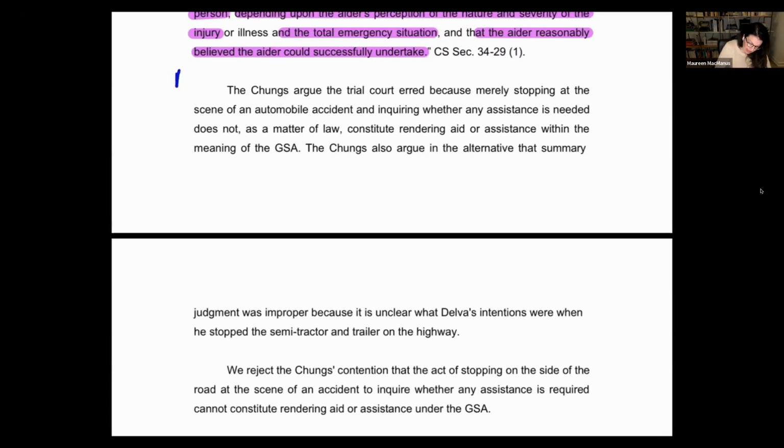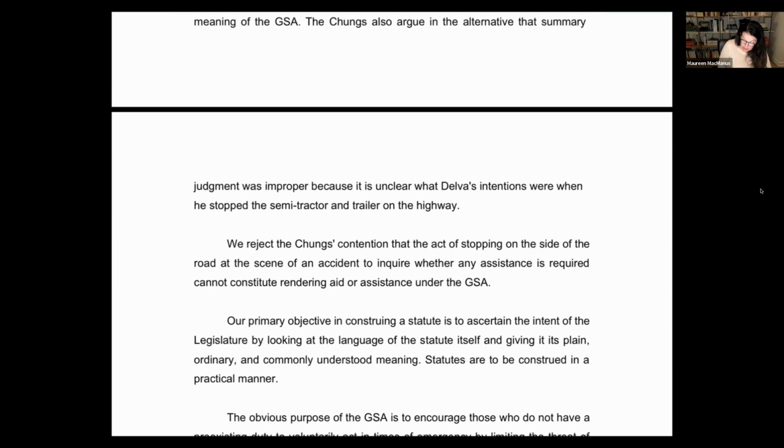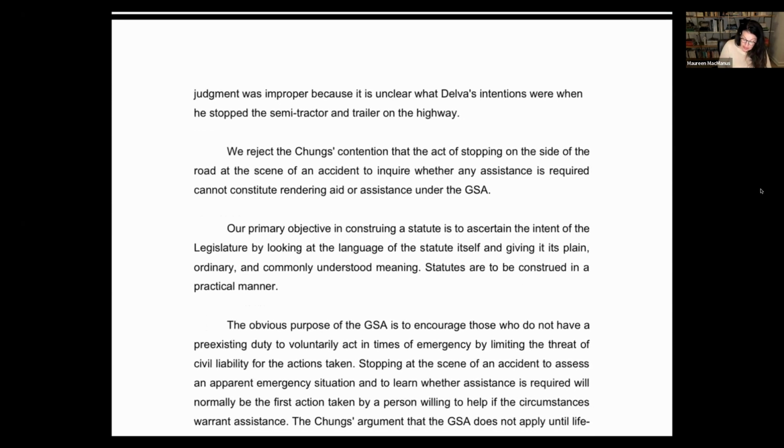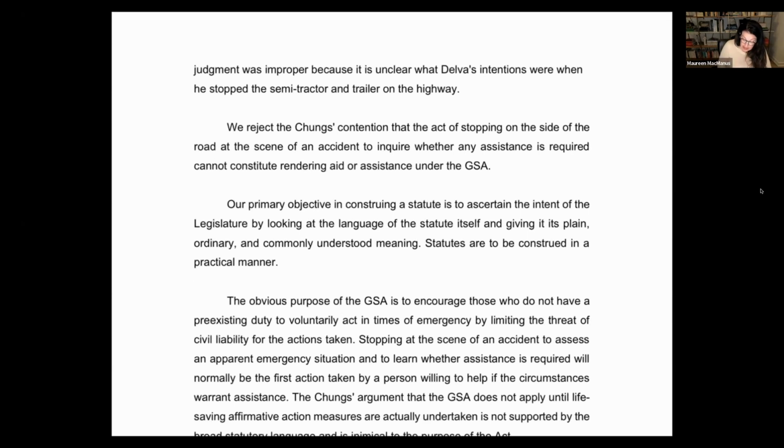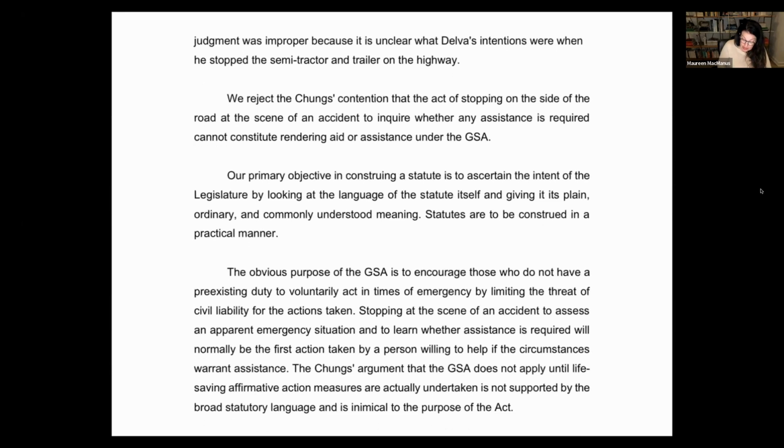So we're getting into the analysis, so I'm just going to label this analysis. The Chungs also argue in the alternative that summary judgment was improper because it is unclear what Delva's intentions were when he stopped the semi-tractor and trailer on the highway. We reject the Chungs' contention that the act of stopping on the side of the road at the scene of an accident to inquire whether any assistance is required cannot constitute rendering aid or assistance under the GSA.